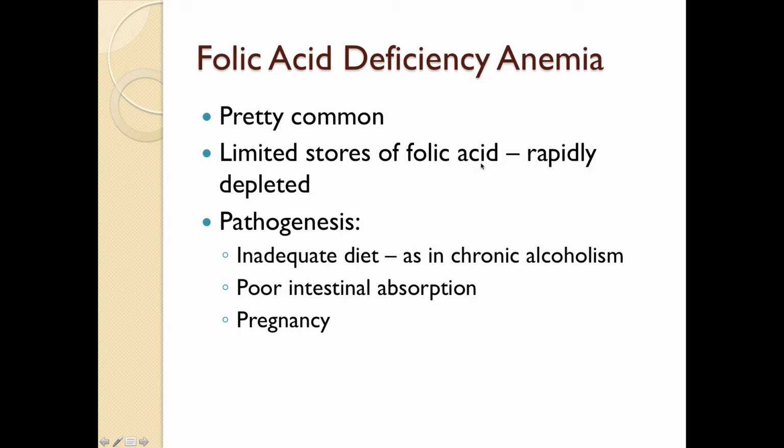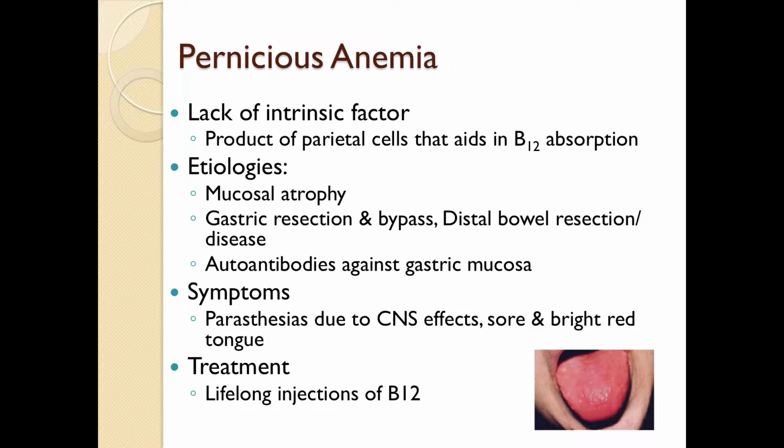So folic acid is in a lot of different foods. I mean, pretty much everything has folic acid in it. If it comes from the ground, chances are it has some folic acid. You also find it in cereals and other fortified things. Okay, a type of B12 anemia, we've talked about in patho before, pernicious anemia.